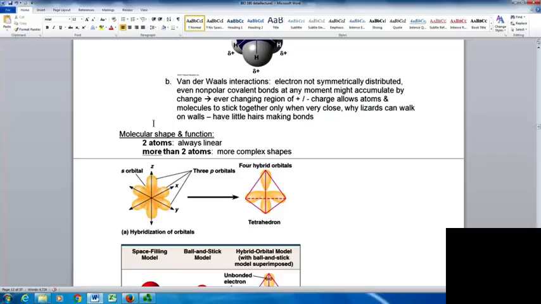So it's kind of like having all of those electrons moving around, but some of them will hold up traffic, and you can have them clustered in one area temporarily to create that partial positive or negative charge there. So these are going to explain why lizards can walk on walls. They have little hairs that are able to make those bonds. So this works for the little guys.